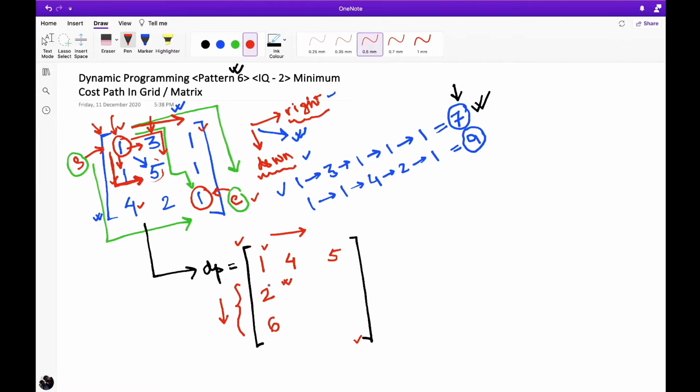Over here you can see that between 2 and 4, 2 is the minimum. Thus we will take the minimum of these two, that is 4 and 2, and we will add the corresponding value of traversing, that is 5, over here. Thus the cost of traversing to this point will be 7. I hope this is clear. Similarly, we will calculate the cost of traversing till this point.